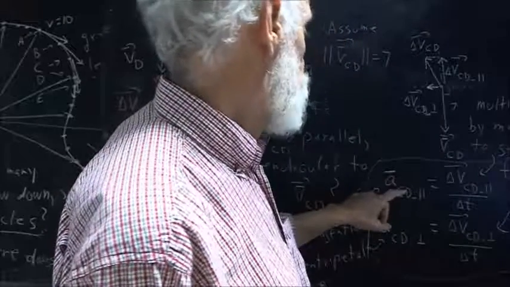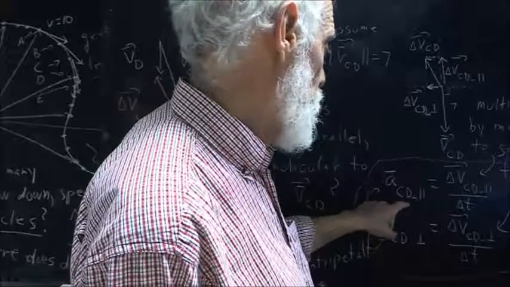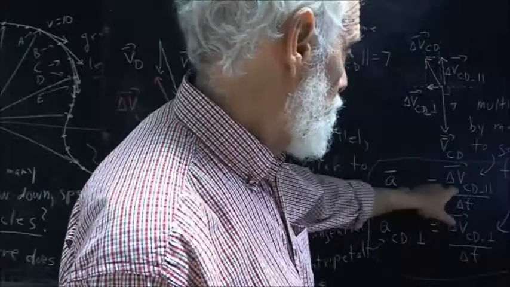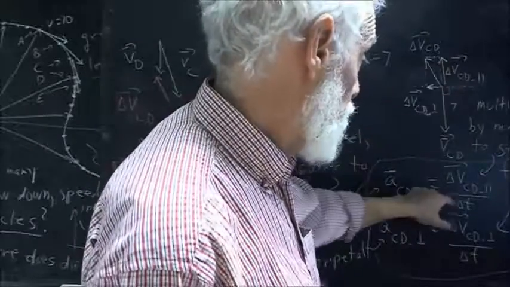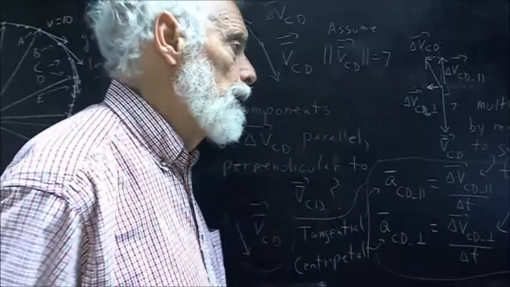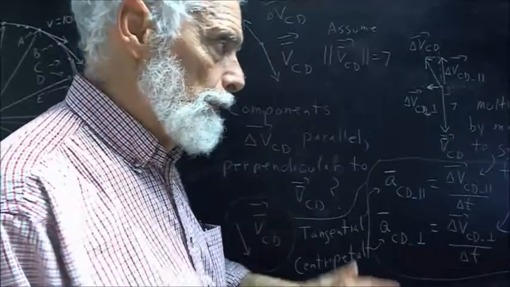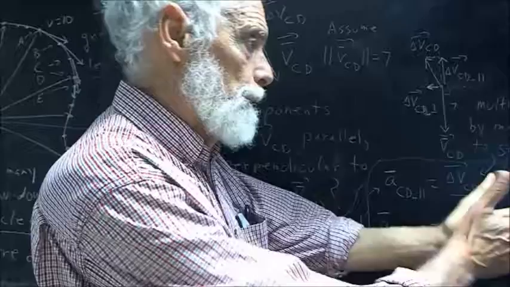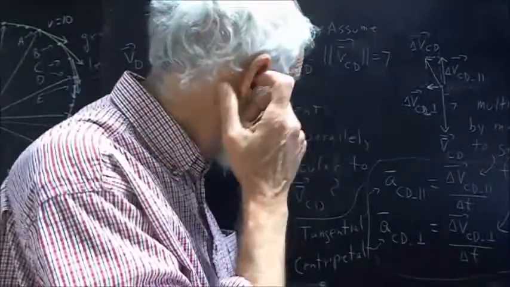First of all, the average acceleration parallel to motion is the delta V parallel to motion divided by delta T. We call that the tangential acceleration. Okay, that's the acceleration in our direction of motion. It will either be this way in our direction of motion or opposing our direction of motion.